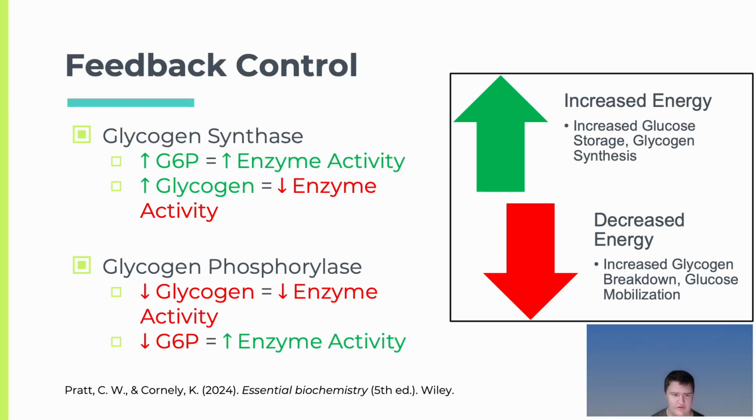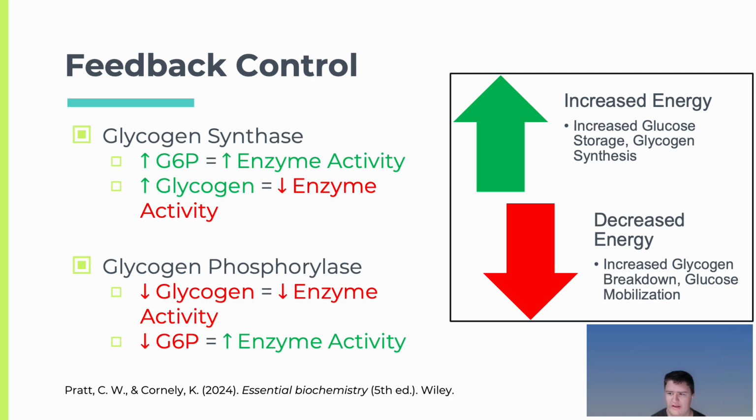When it comes to feedback control, we can see that glycogen synthase is promoted by high amounts of G6P, and it's also inhibited by high amounts of glycogen, and that makes sense. If we have a lot of sugar we need to build and store, we'll want to store it. If we have a lot of glycogen already stored, we don't really want to store more. And then phosphorylase will follow a similar pathway. When we don't have a lot of glycogen stored up, we will have less enzyme activity. When we have less G6P, less free glucose in the body, we'll have less enzyme activity.